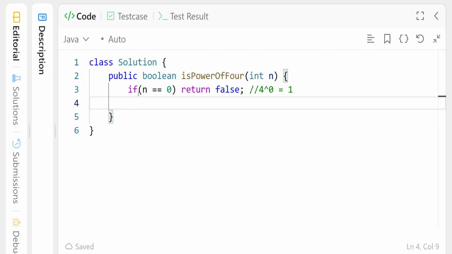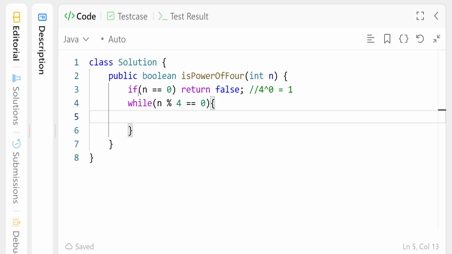Then you make a while condition, and you check if n is divisible by 4. Is it divisible? Remainder should be 0. If the remainder is 0, it means we need to divide. So we have checked 64 is divisible by 4, we are getting remainder 0. Let's suppose n is 64, divide by this 4, now n is 16. Again it will check if 16 is divisible by 4.